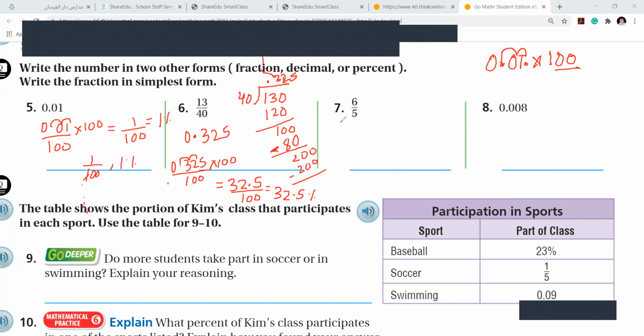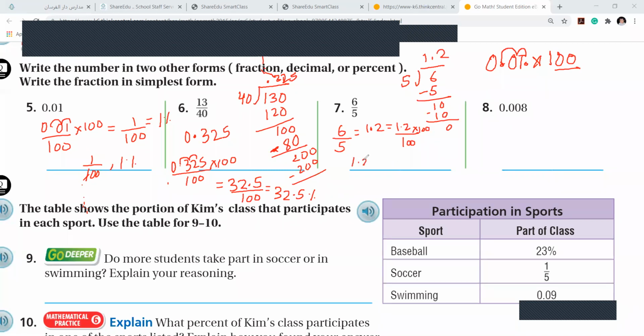6 over 5. Let me divide 6 and 5. What's my answer? I got it as 1.2. This is my decimal. How will I do the percentage? I told you. Divide by 100 and multiply by 100.